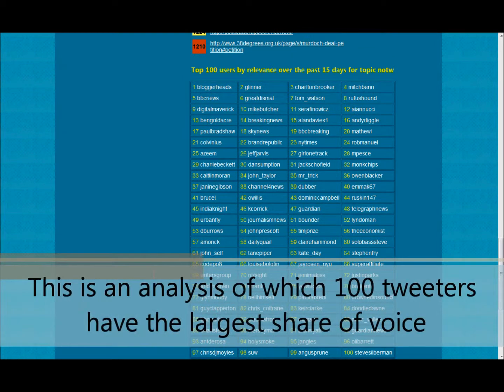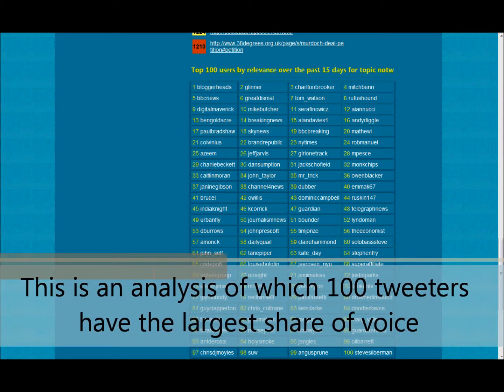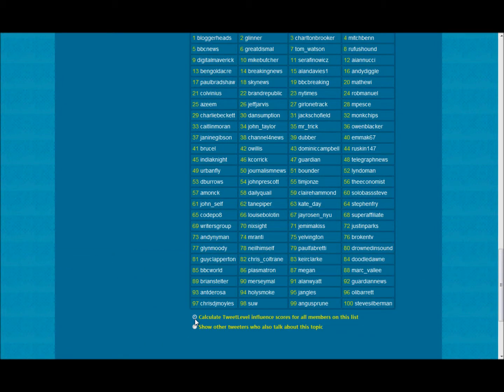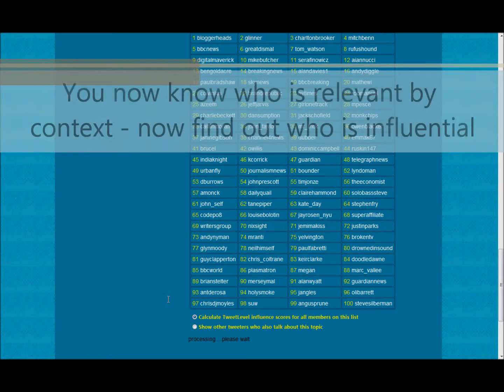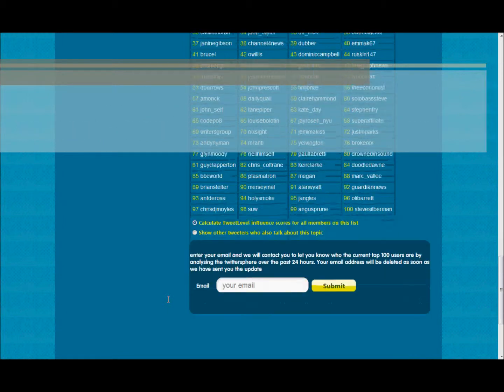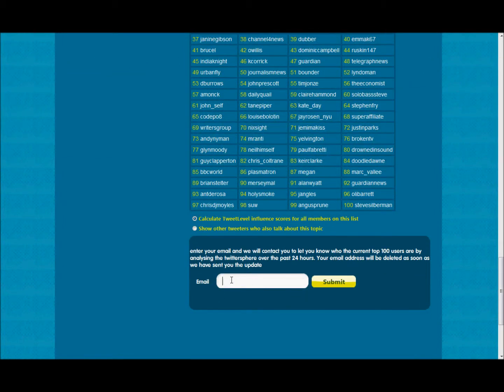So what we've done now is we've analysed, out of those hundreds of thousands of people talking about it, which 100 people in the past 15 days talk about it the most. We can import these 100 people. We know they're important by relevance, but what we now need to understand is, out of those 100 people, which are the people that are most influential.